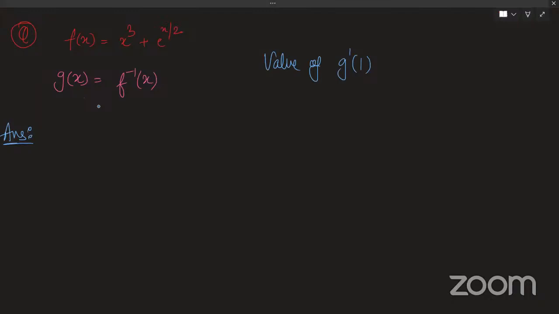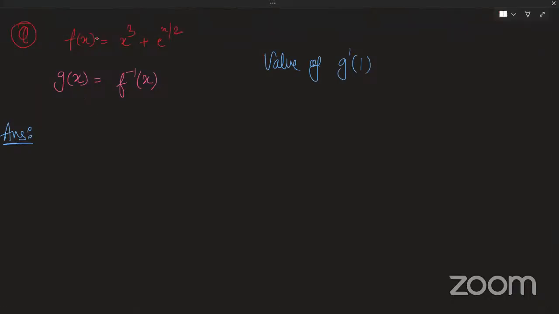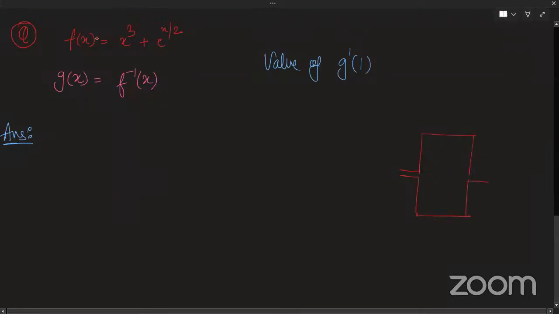Okay, fine. So I'll just revise you a little bit. When we were learning about functions, I told you to treat it like a mixer. This is your function f of x. Over here, you are sending an input x, it is doing some operation on it, and it is giving you some output y. What will f inverse of x do?